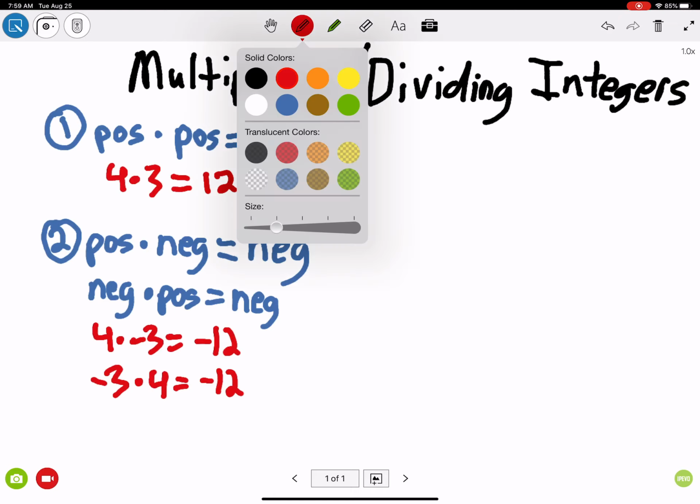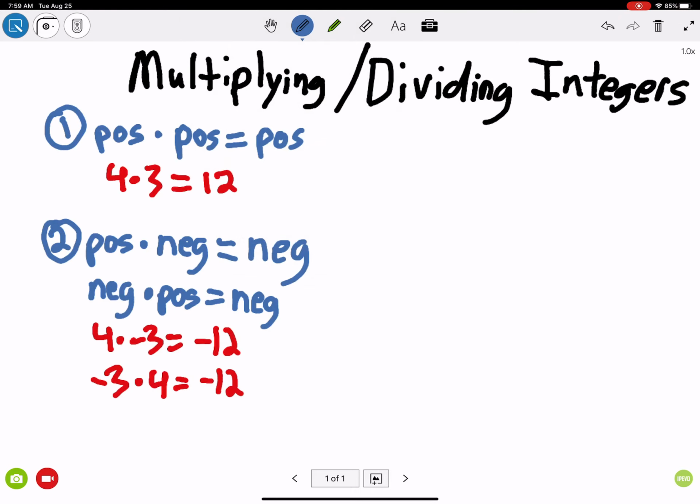And then, here's a third one. What if I've got a negative times a negative? When you're looking at this, I want you to think about what happened when I subtracted a negative. Subtracting a negative was the same thing as adding a positive, right? Well, negative times a negative, those two negatives cancel each other out, and I actually end up with a positive.